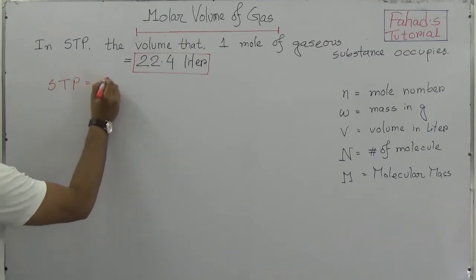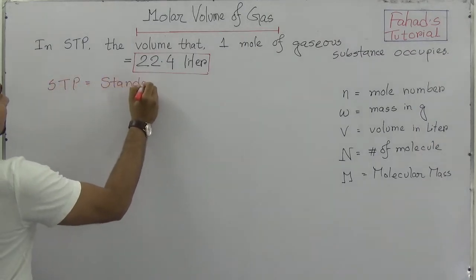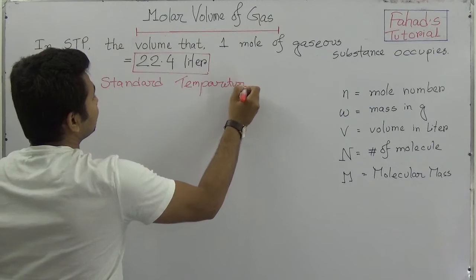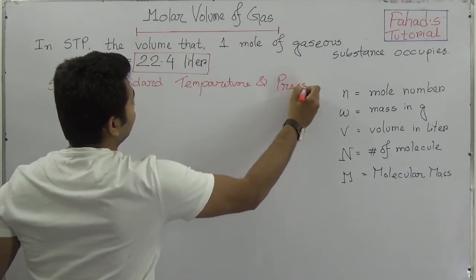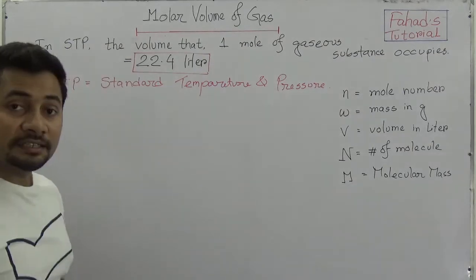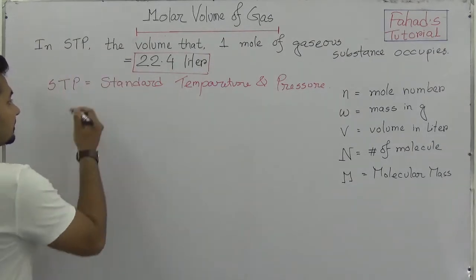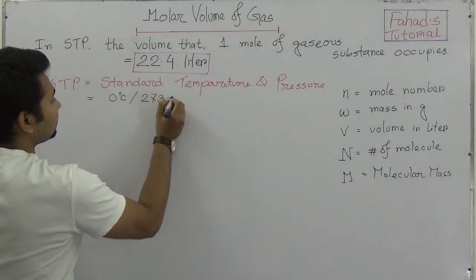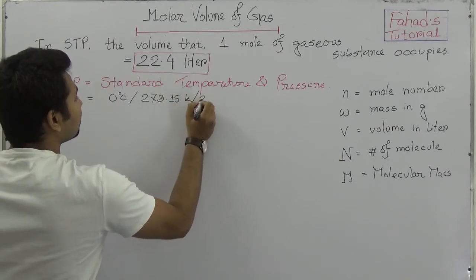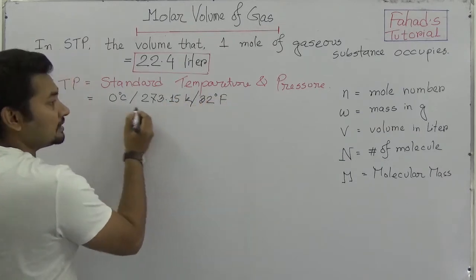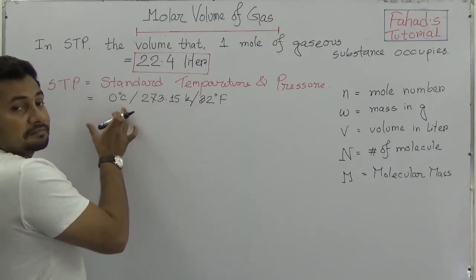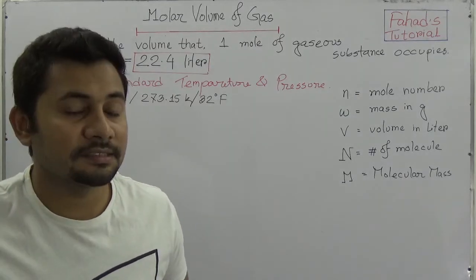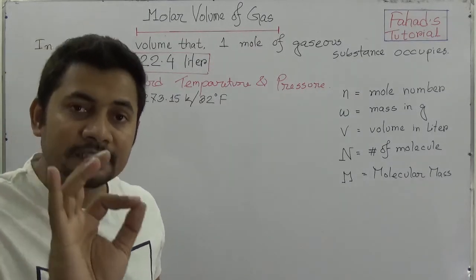Now we think about what actually STP is. STP is standard temperature and pressure. The standard temperature is 0 degrees Celsius or 273.15 Kelvin or 32 degrees Fahrenheit. This is all the same, and you know that from your physics chapter 6 when you studied heat and temperature.